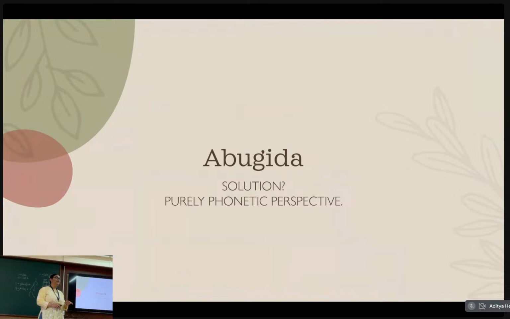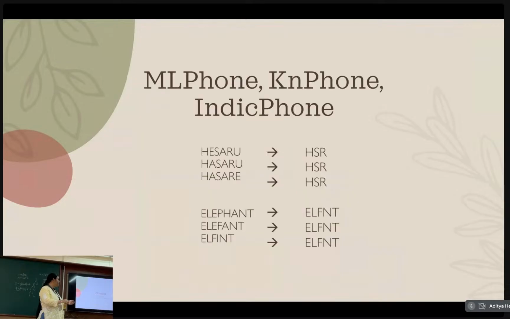We could look at things from a purely phonetic perspective to maybe implement a solution for this. What we came up with was an algorithm which is called ML-Phone. So what ML-Phone does is it takes Malayalam words and it maps them to a hash code of Romanized English, and then it maps it to the database. So if you see here, Yesaru, Asar, all of them are mapped to HSR. And elephant, even if you misspell the word, it is mapped to the same because it's purely phonetic.